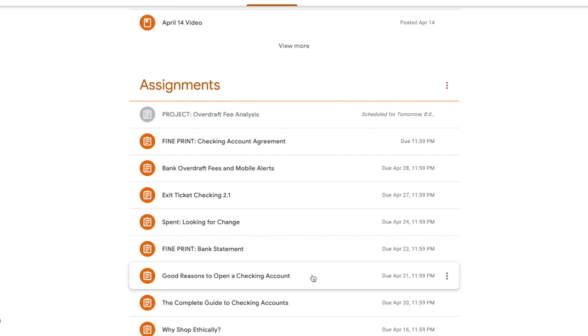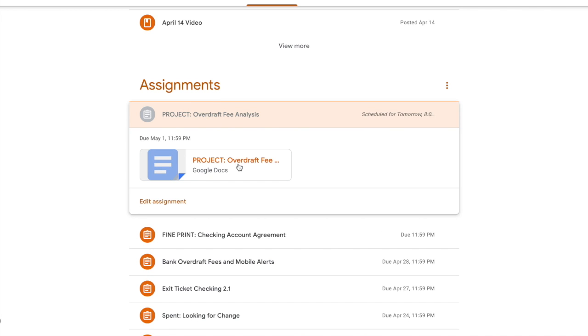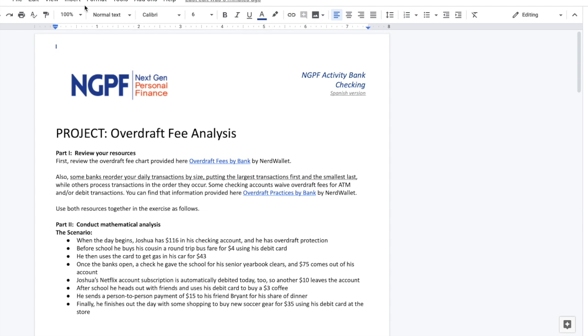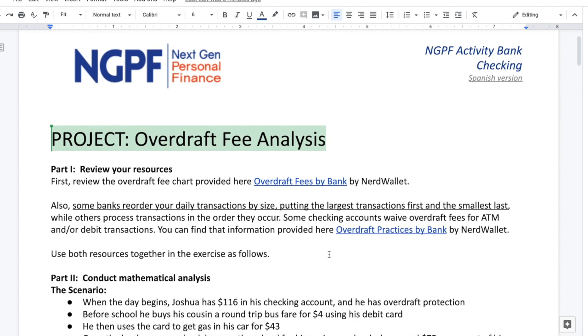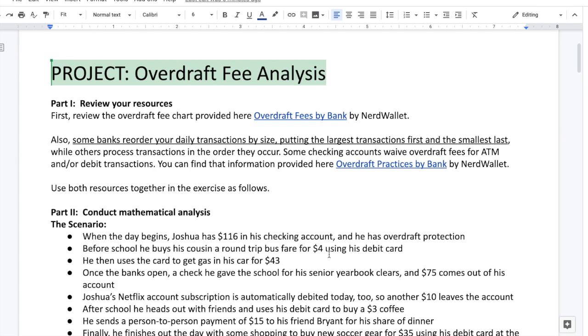Alright, so the objective is to do an analysis of overdraft fees. So click on assignments and then click on the one that says Project Overdraft Fee Analysis. It's a Google document. The project is going to ask you to analyze different fees from different banks, and it starts by telling you the scenario of Joshua and how much money he has in the bank and how much money he has spent.